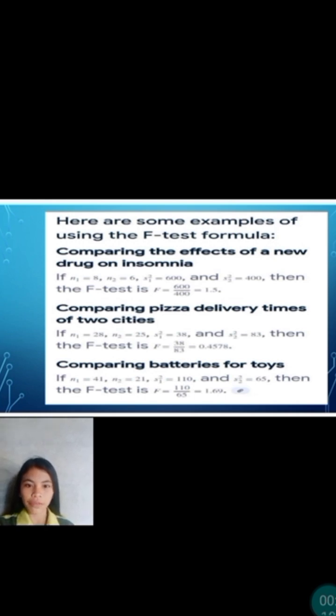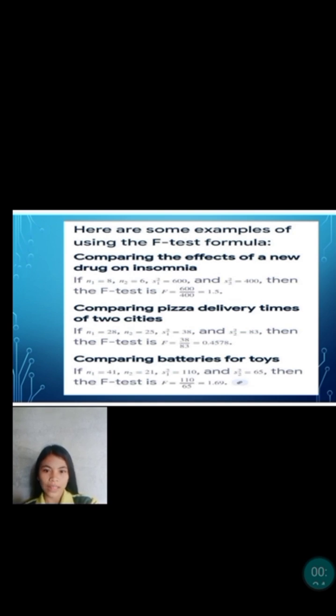Comparing the effects of a new drug on insomnia. S1 squared equals 600 and S2 squared equals 400. Then the F-test is F equals 600 divided by 400 equals 1.5.